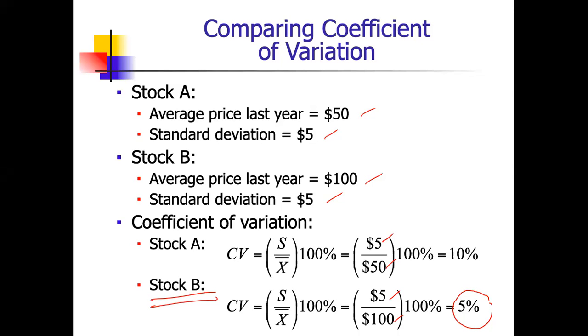So that means, of the two stocks, I will be investing in stock B because I have a better risk-return trade-off, indicated by a lower coefficient of variation of 5% as compared to the coefficient of variation in stock A, which is 10%. So I will be investing in stock B. All right, now we continue.